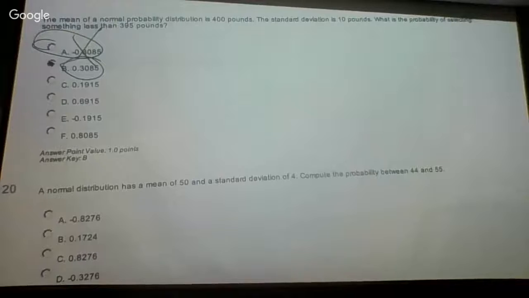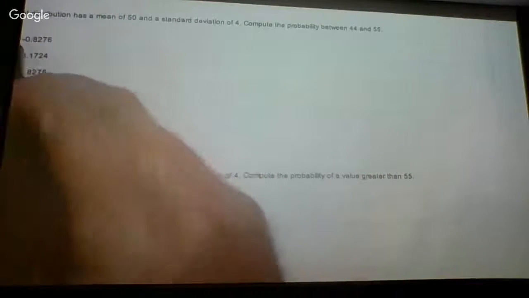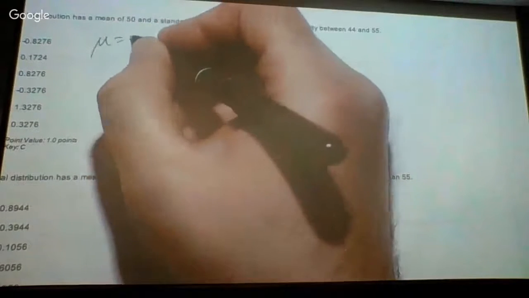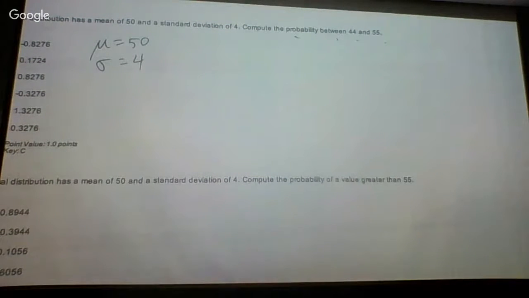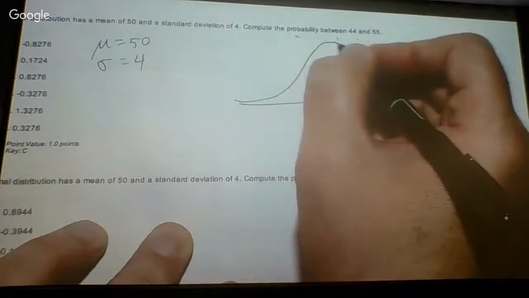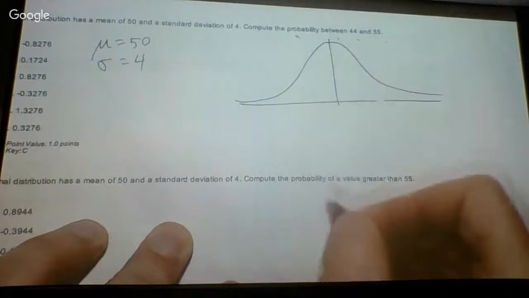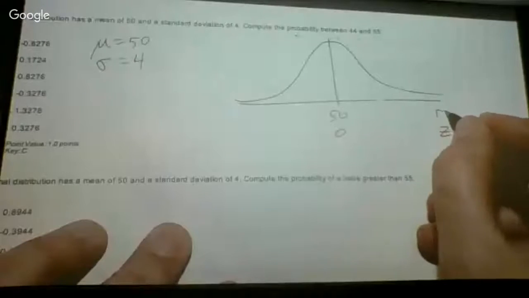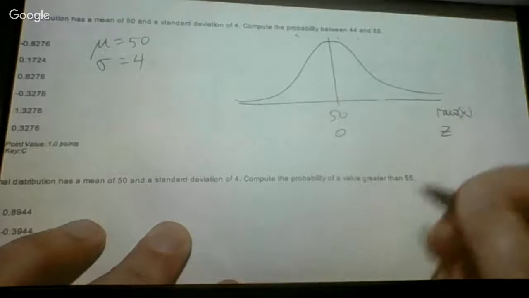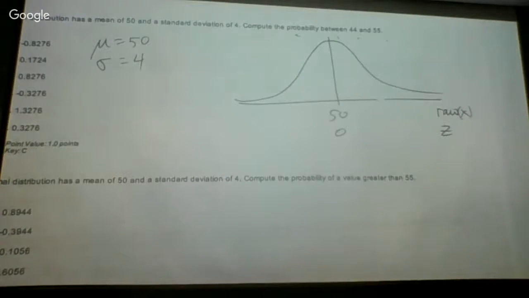Question 20. A normal distribution has a mean of 50, standard deviation of 4. Compute the probability between 44 and 55. Normal distribution. The mean of this distribution is 50. You convinced me that the z-score of the mean is always 0. So I'm going to write 0 there.